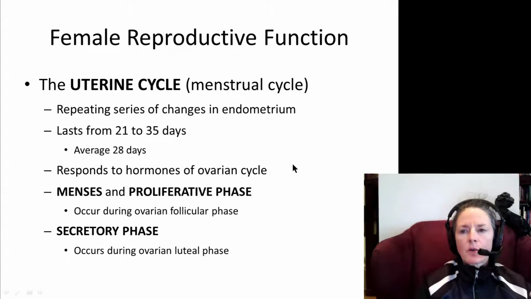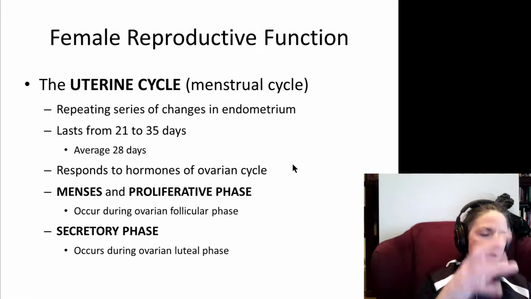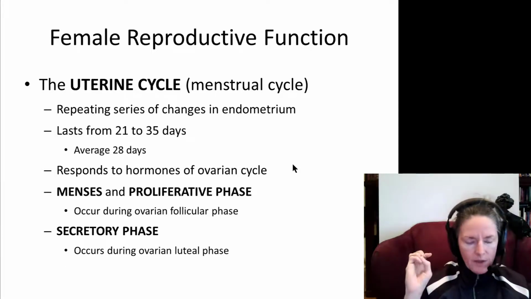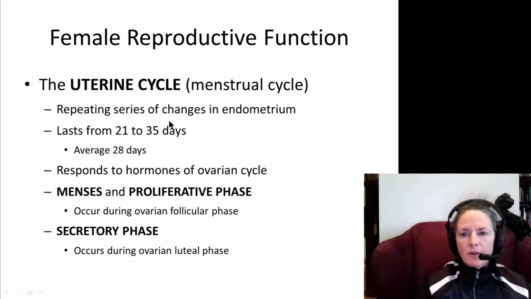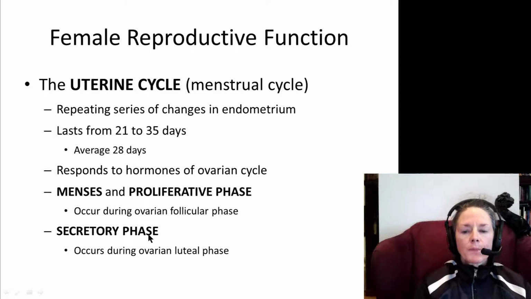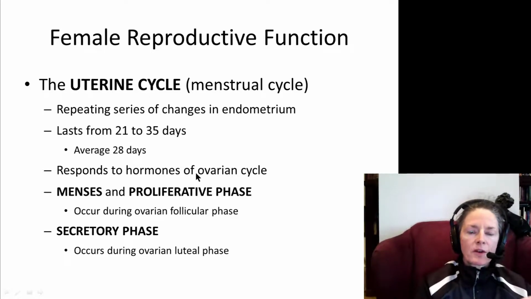And then once we have luteinizing hormone and we've ovulated and we've transitioned into the luteal phase, the corpus luteum will now start producing the progesterone, and that will basically turn the uterine cycle from the proliferative phase into the secretory phase. So the luteal phase of the ovarian cycle will correspond roughly with the secretory phase of the uterine cycle, and the follicular phase of the ovarian cycle will correspond roughly with menses and the proliferative phase of the uterine cycle.